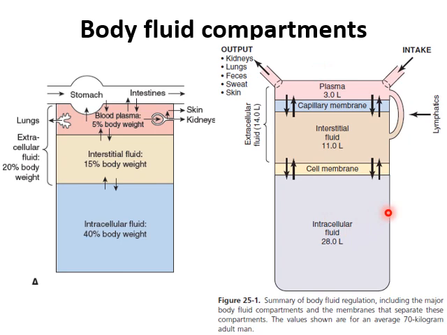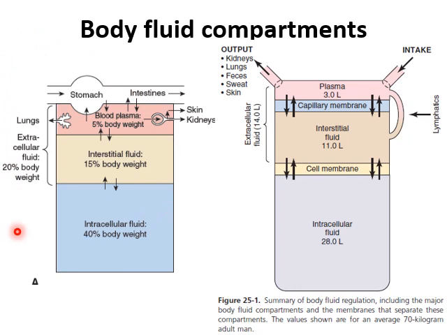Now, on the left hand side of this slide, you can see there are absolute values of intracellular fluid and extracellular fluid given in liters. These are the approximate values seen in a 70 kilogram adult male. But it would be apt if we remember the body water content in terms of percentage of body weight.